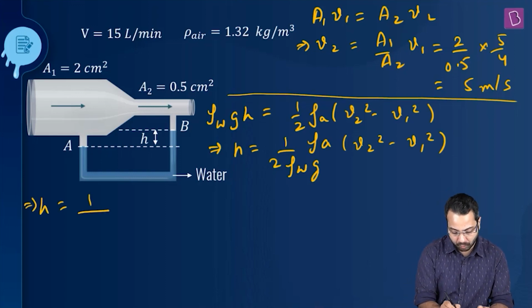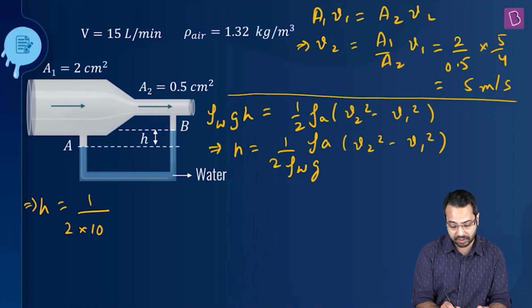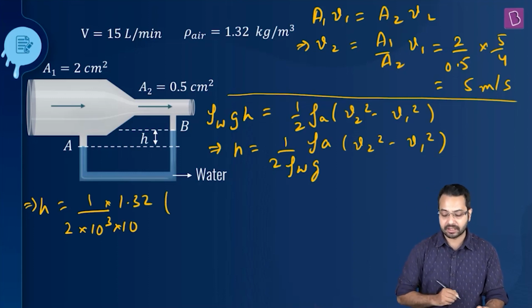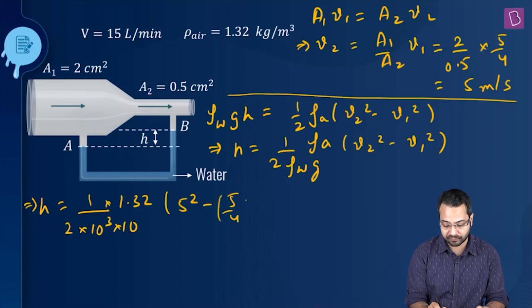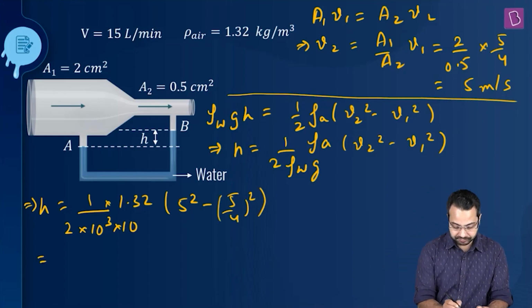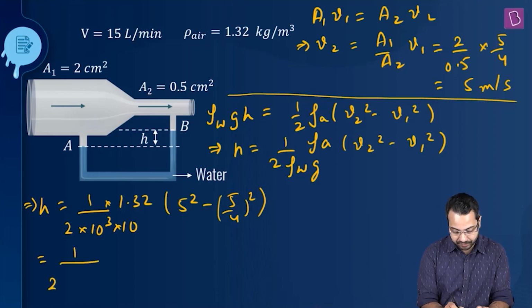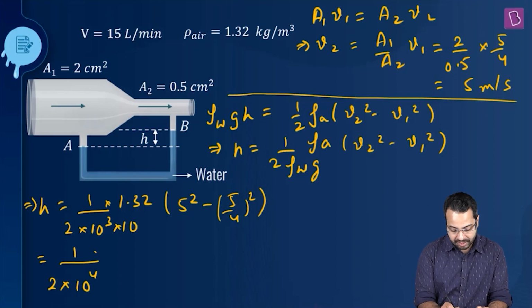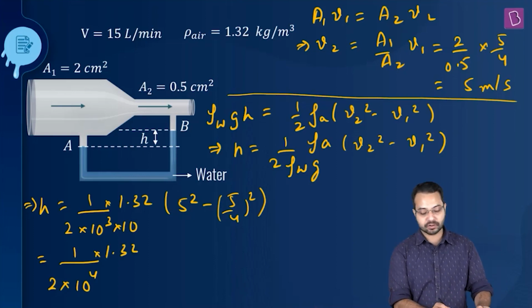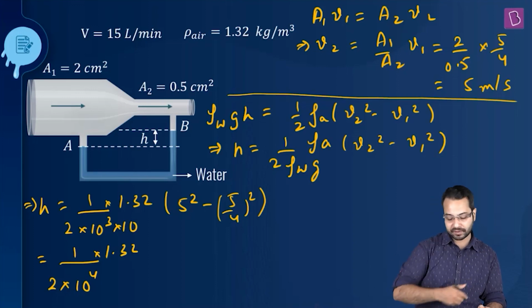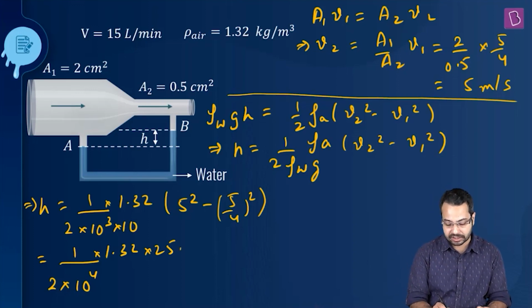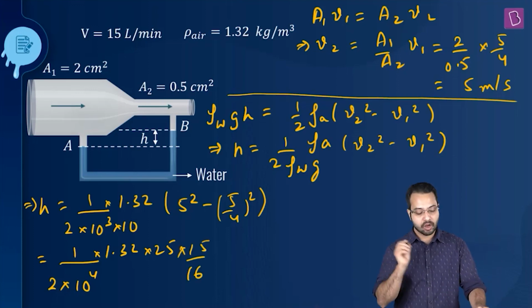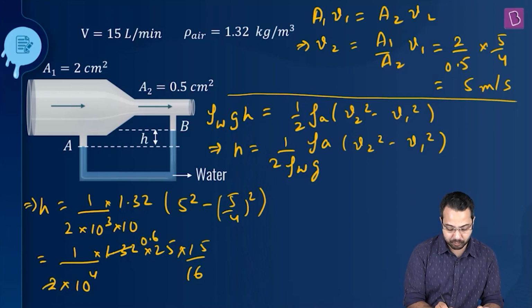So h is equal to 1 upon 2 into, so rho water is 10 to the power 3, g is 10, rho air is 1.32, and then V2 is 5, so 5 square minus V1 is 5 by 4, so 5 by 4 square. Alright, so here we are going to be left with 1 upon 2 into 10 to the power 4 and in the numerator we have 1.32. Now here this is going to be 5 square minus 5 square upon 16. So 5 square we can take out. So this becomes 25. In the bracket we'll have 1 minus 1 upon 16. So this is going to give me 15 upon 16. Okay, so this 2 and this gives me 0.66.